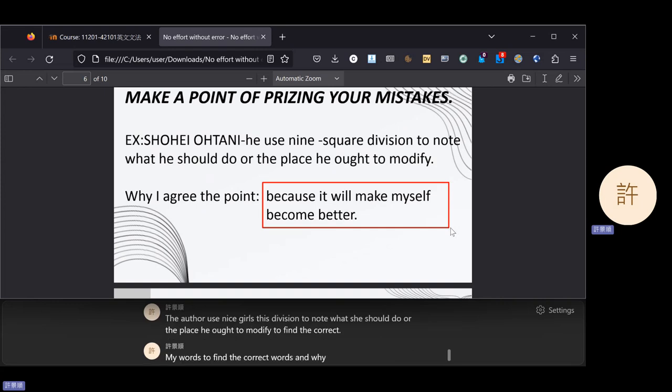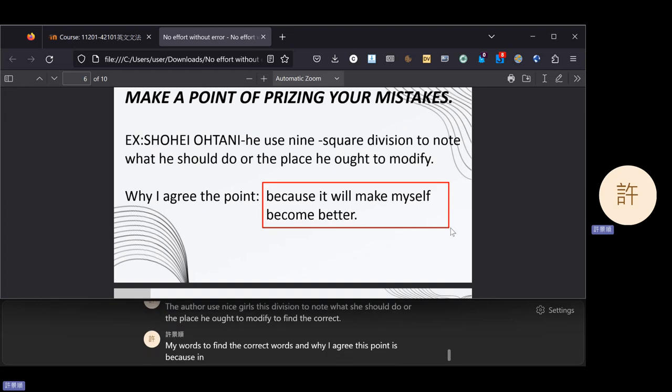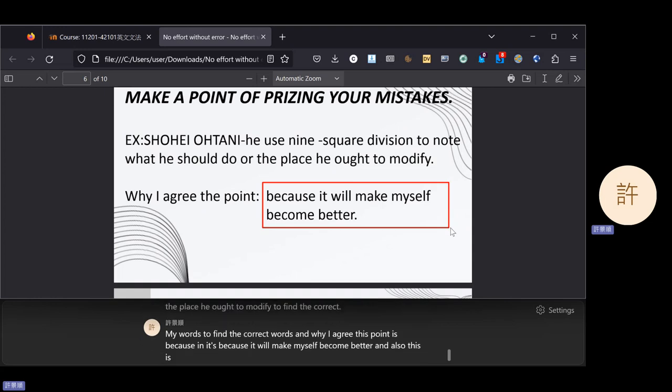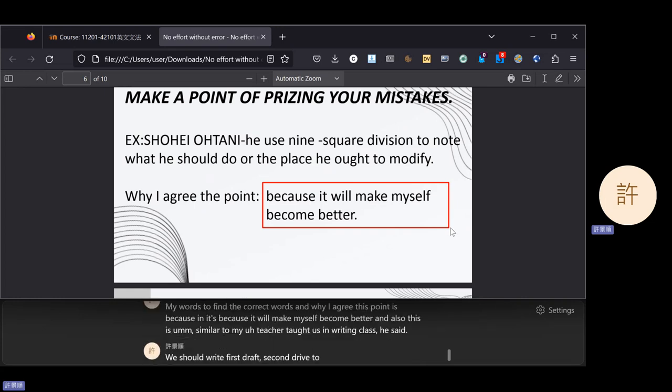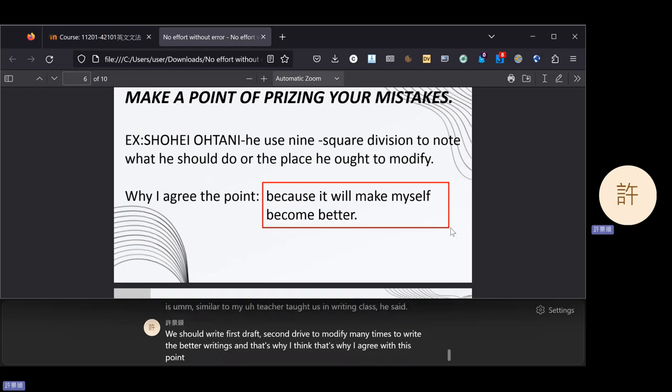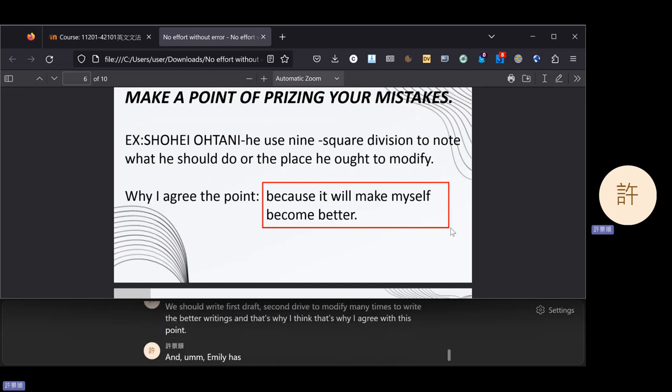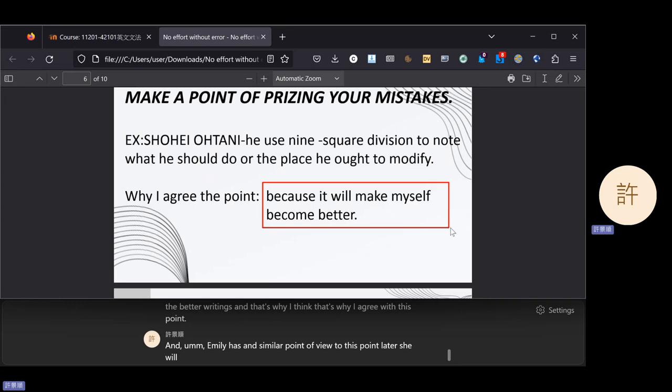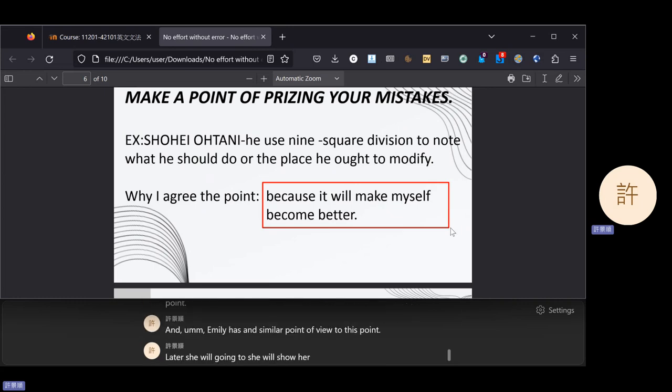And why I agree with this point is because it will make myself become better. And also this is similar to what my teacher taught us in writing class. He said we should write a first draft, a second draft, and modify many times to write better writings. And that's why I agree with this point. And Emily has a similar point of view. Later she will share her opinion on this point.